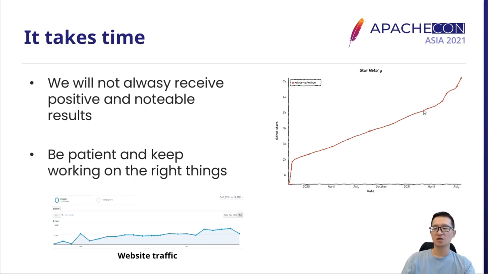And at a certain point, all the previous effort will be accumulated, and it will help to accelerate the growth rate. So I think after 1.5 years of keeping doing the right things, in the recent couple of months, we will see a speed up in the trend. So that's our example, and I believe other successful projects also have a similar kind of growth rate.